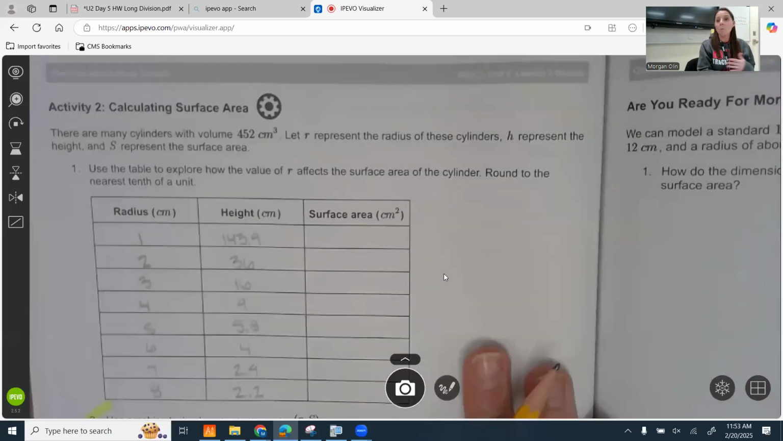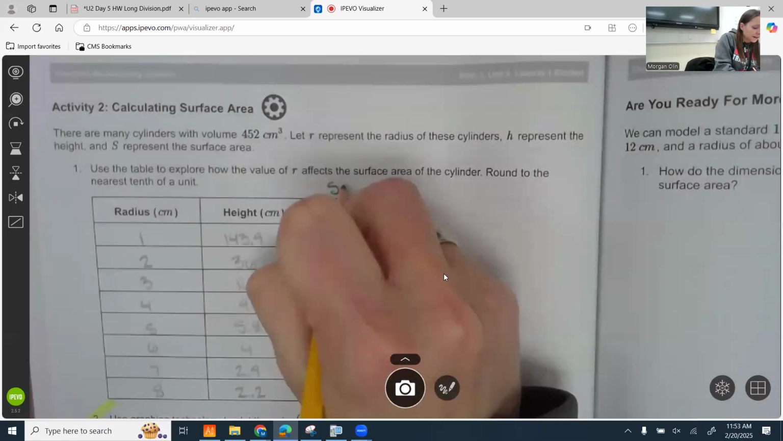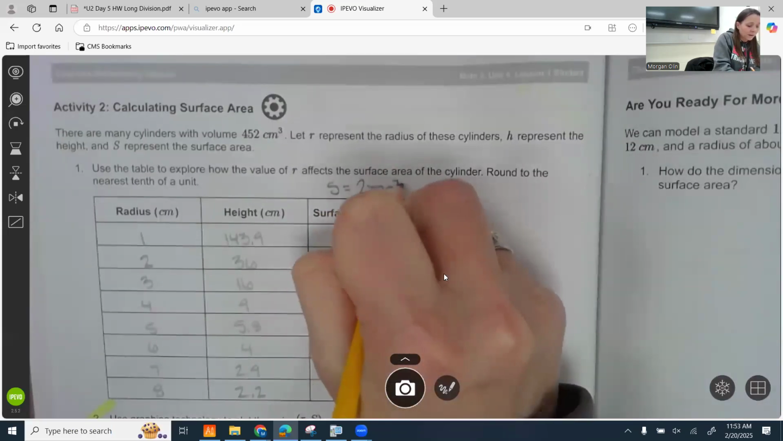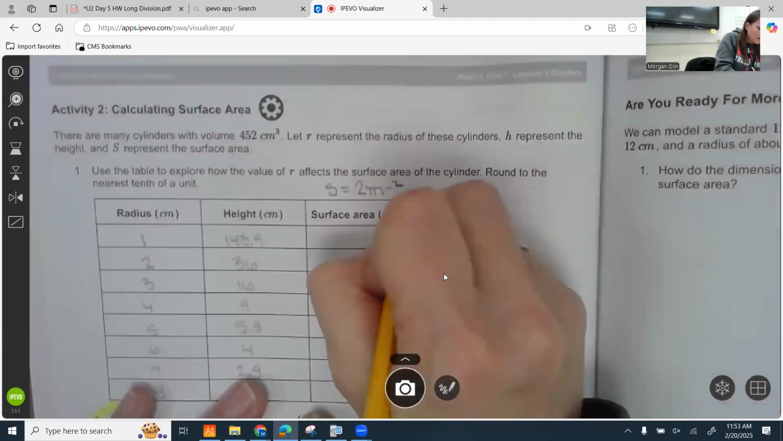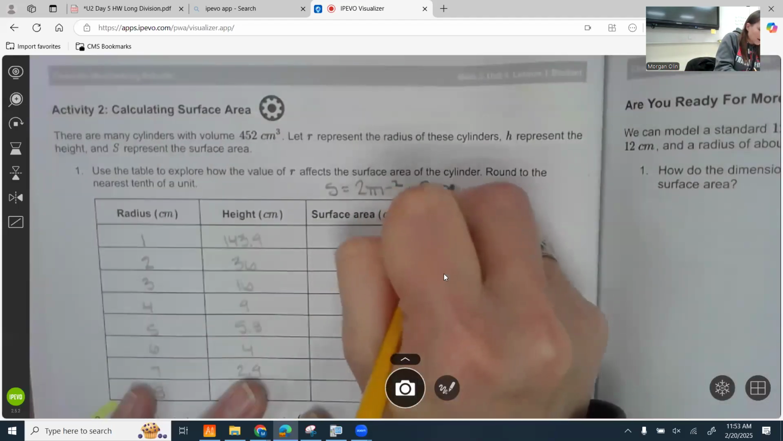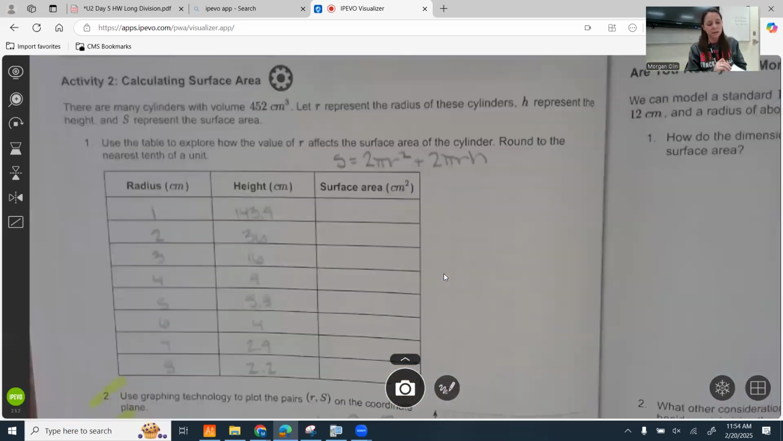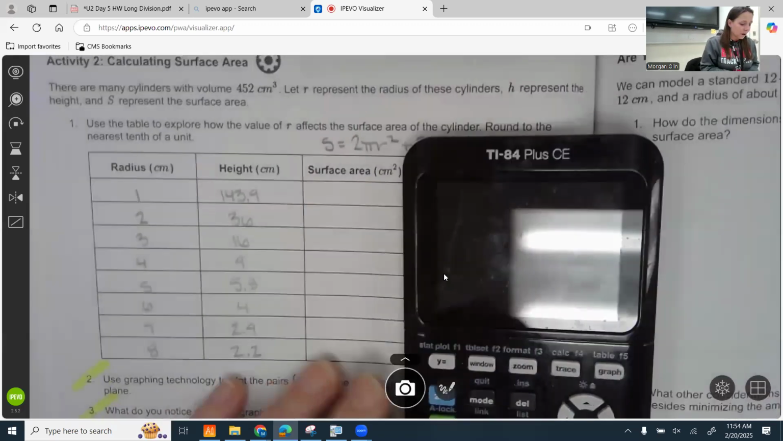Okay, now first off, what is the surface area of the cylinder? All right, surface area we'll call S is 2 pi r squared, because there are 2 circles on either end of the cylinder, plus 2 pi r h. That's how we figure it out. Okay, so here we can go figure out this right here.